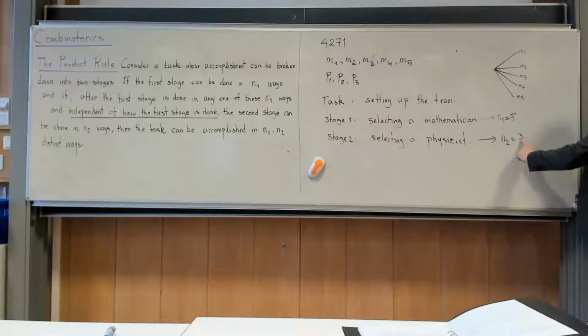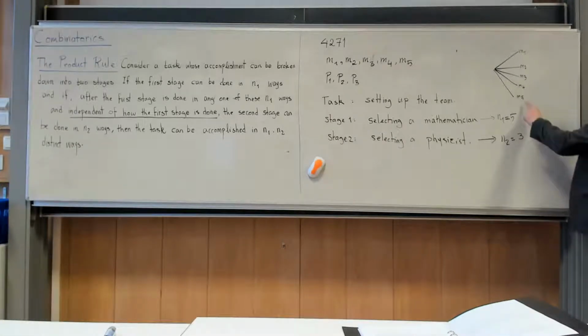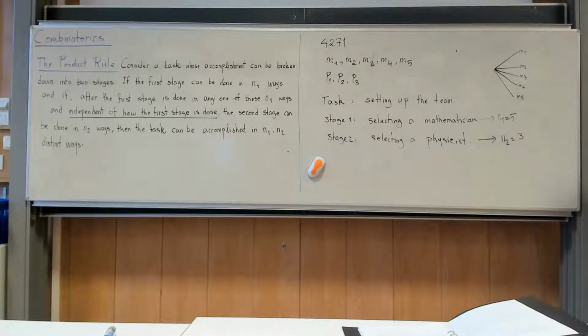For writing this number 3, do I really need to know in which way this first stage is done? Yes or no? No, because if mathematician 1 is chosen, I can still choose 3 physicists: physicist 1, physicist 2, physicist 3. And it doesn't matter if I have chosen mathematician 2 in the first stage, it's still how many different ways I can choose the second one. Again, 3: P1, P2, and P3, and the same thing here, and the same thing here.